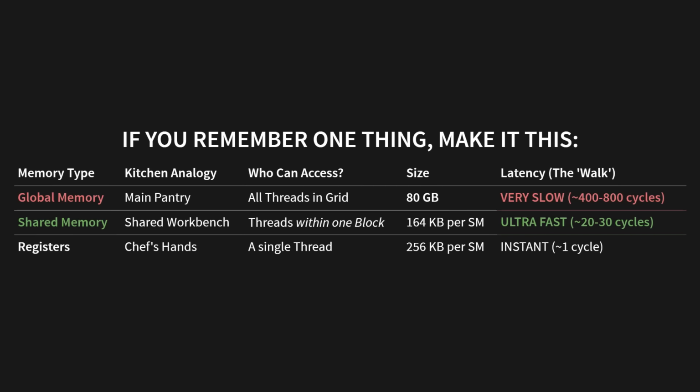Now compare that to shared memory, the shared workbench. Who can access it? Only the threads within one block. The capacity? It's tiny, 164 kilobytes per SM. But the latency? Ultra fast, around 20 to 30 cycles.